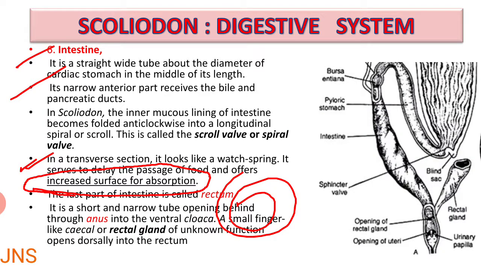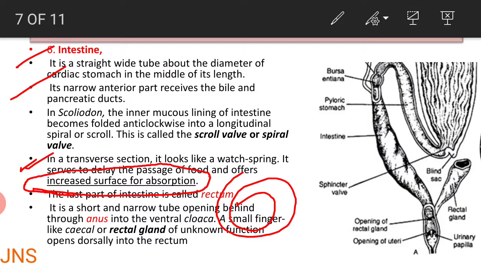The last part of the intestine is called the rectum. The last part of the alimentary canal is the rectum. It is a short and narrow tube opening behind through the anus. The opening of the alimentary canal is called the anus, which opens into the ventral cloaca. A small finger-like rectal gland or caecal gland is found near the opening of the anus, and this rectal gland, of unknown function, opens dorsally into the rectum.